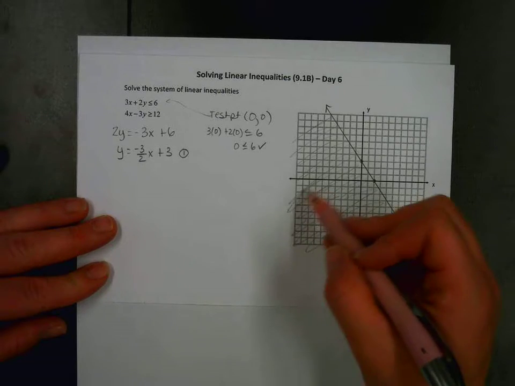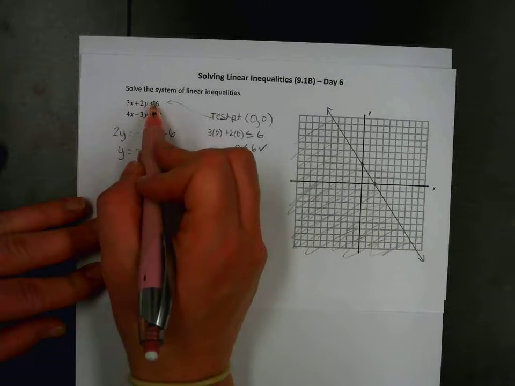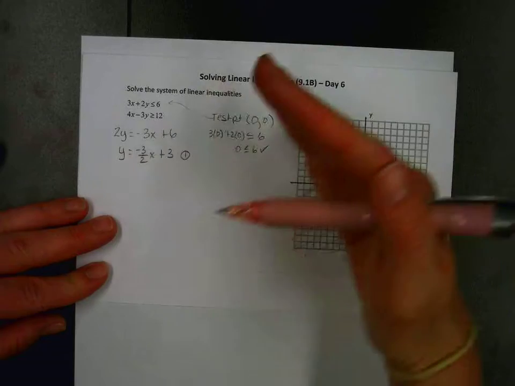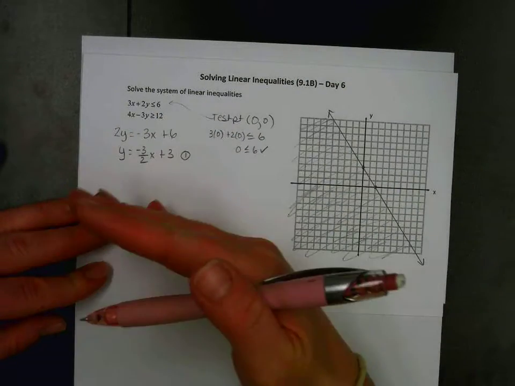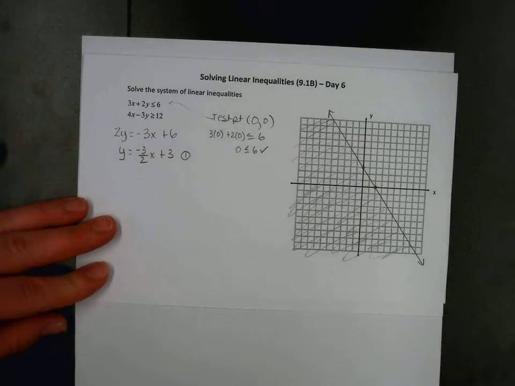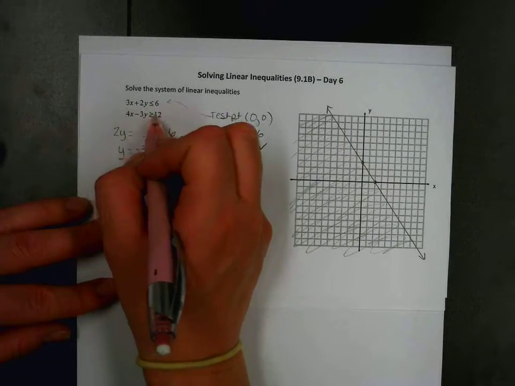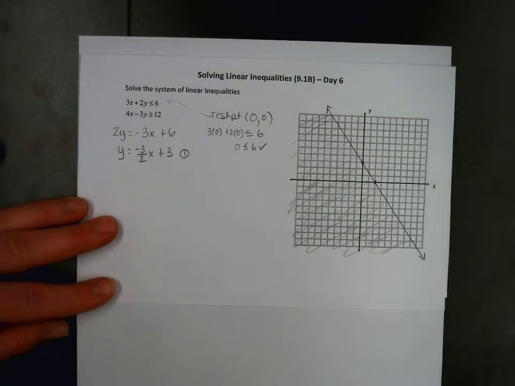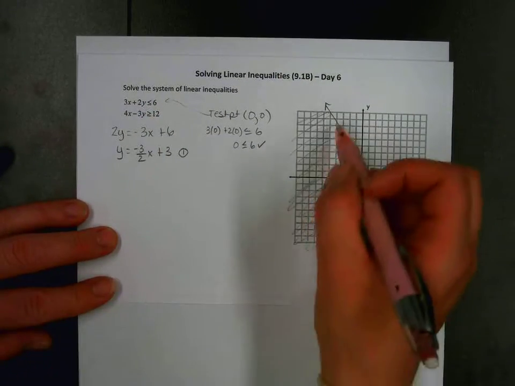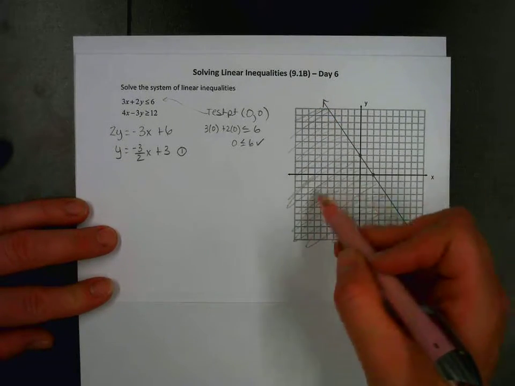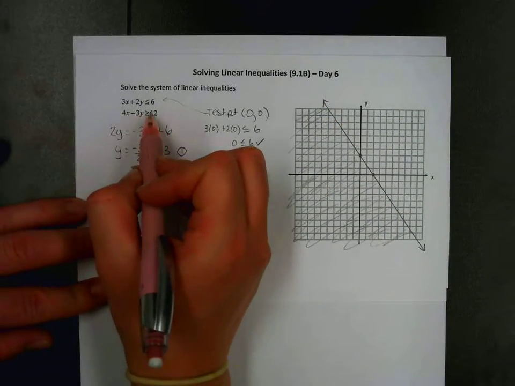Now whenever this is in this form, because this says less than 6, I can shade to the left or lower than that line. If it says greater than, then I'm going to shade above that line. Okay? All right, so there's my first shading. I wanted to shade that in fairly lightly because I'm going to do a second equation now.